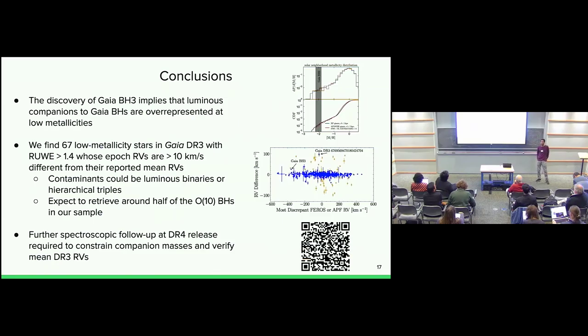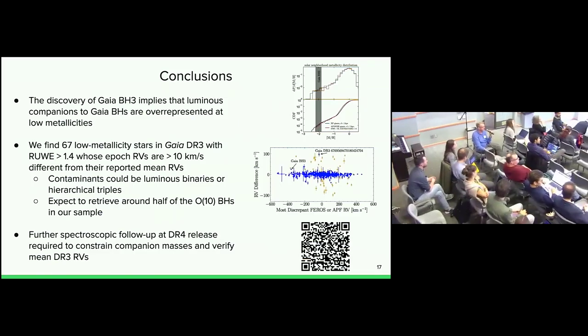Actually, my question follows on this. Gaia BH3 is not only a blue jelly bean, it's a dark blue jelly bean, right? It's very, very metal poor. And so I presume you didn't pick minus 2 point something as a cut because there aren't enough other stars around, right?